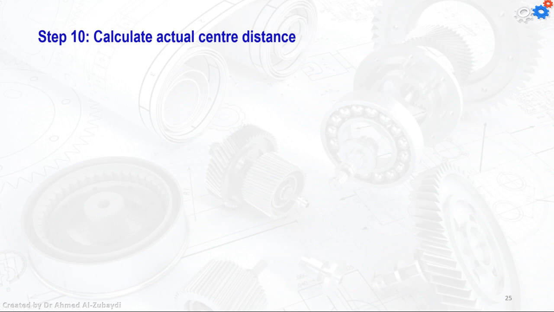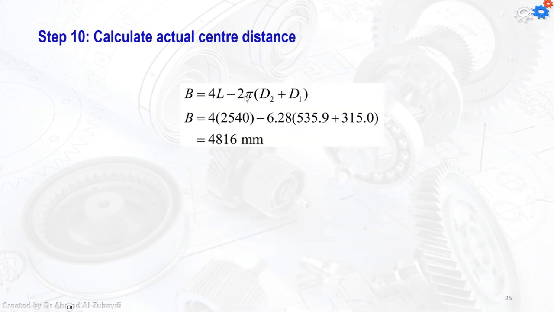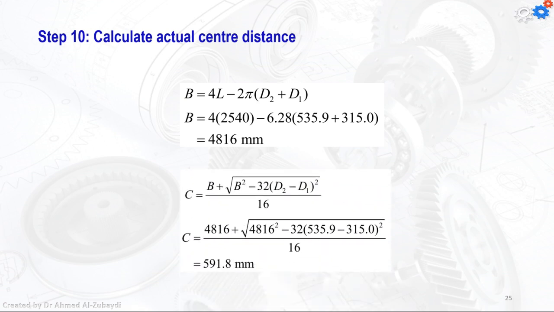Now we are going to calculate the actual center distance based on the value of the length that we have. So again, to go backward, by first calculating the B. This is the one we got from the standards, which is going to be 100 inches or the 2540 millimeters, plus the 2 pi multiplied by the D1 plus the D2. So the B is going to be equal to 4,816 millimeters. Now calculate the actual C, and you are going to find it to be equal to 591.8 millimeters. The one we got earlier was 606.